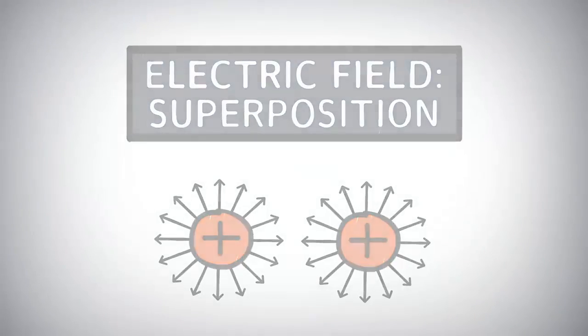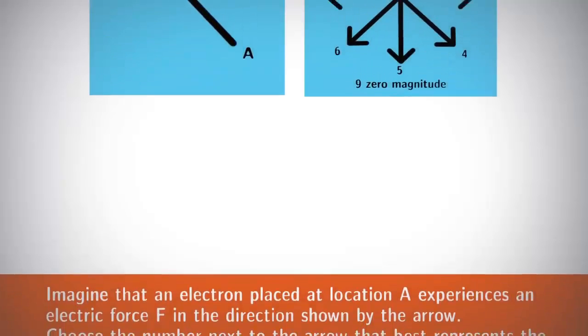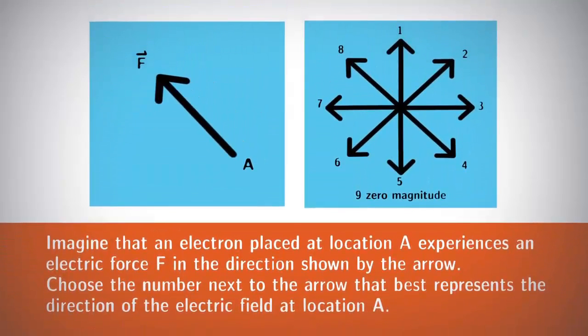First, as a warm-up, let's try to answer the following question. Imagine that an electron is placed at location A and experiences an electric force in the direction shown by the arrow. Choose the number next to the arrow on the rosette that best represents the direction of the electric field at location A. The answer is arrow number 4. Let's go through the reasoning for this.